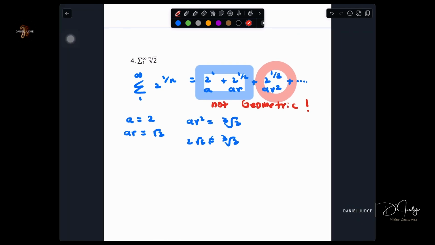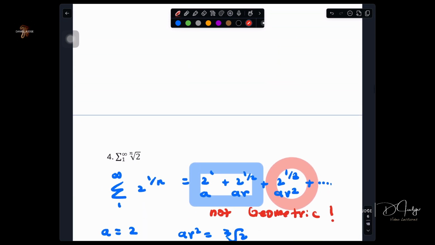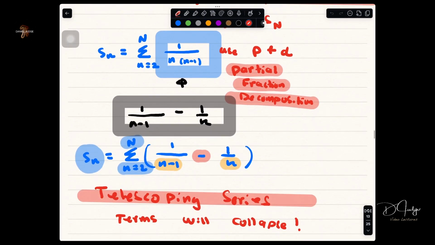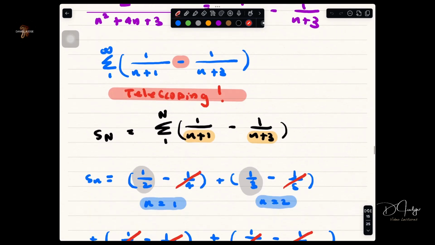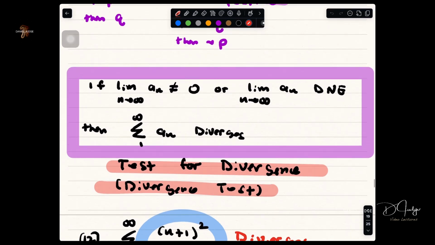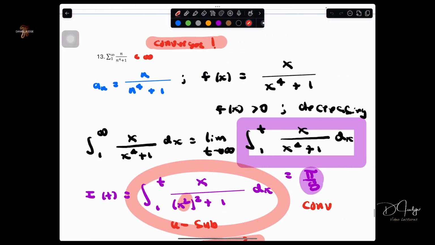Okay, however, what do we do? I think when we looked at the series here, let me go back to our notes. We had ended with an important concept called the test for divergence. If the limit of an is not 0 or does not exist, then the series diverges. So that's going to give me a nice hint. The limit is not 0.